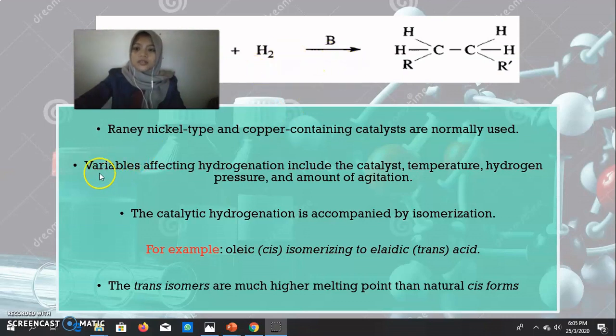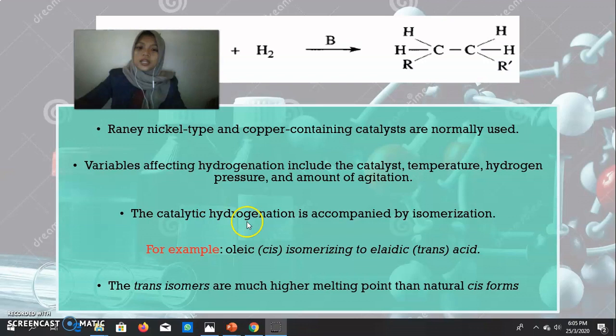Next are the variables affecting hydrogenation. There are several variables that affect hydrogenation. Some of them are the catalyst, temperature, hydrogen pressure, and amount of agitation.